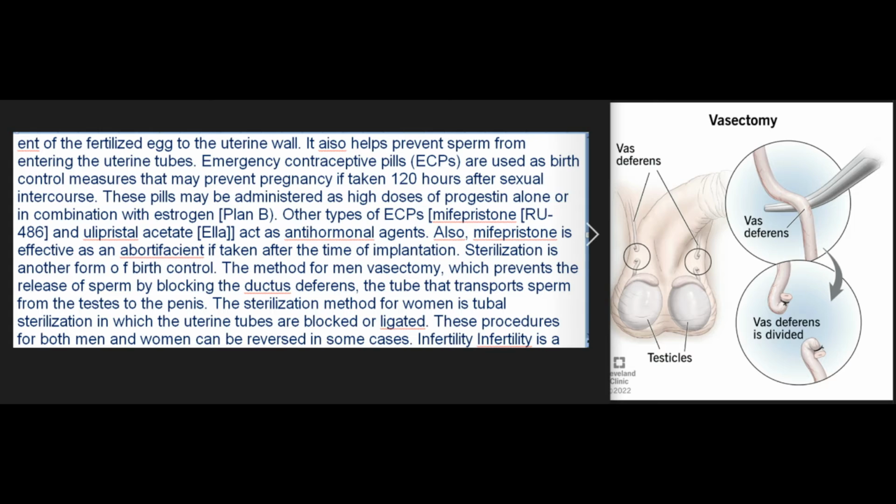Sterilization is another form of birth control. The method for men is vasectomy, which prevents the release of sperm by blocking the ductus deferens, the tube that transports sperm from the testes to the penis.